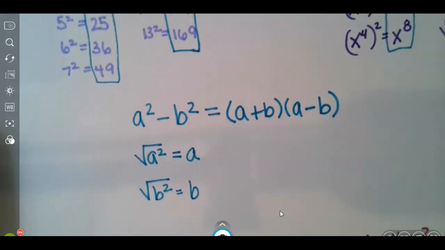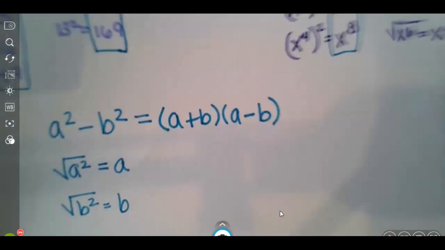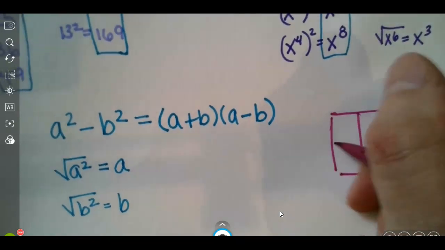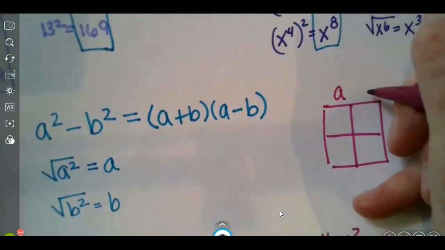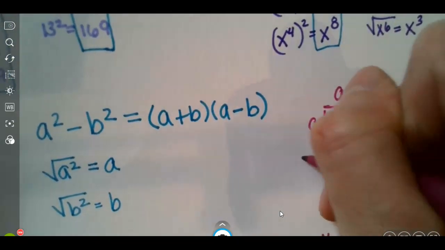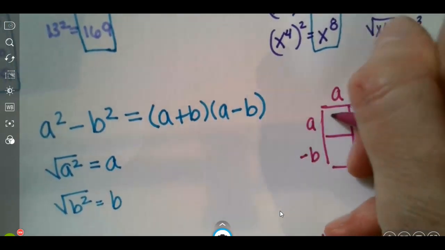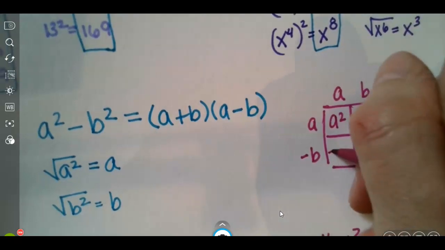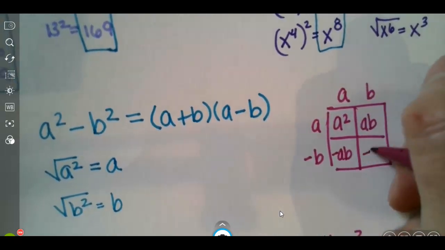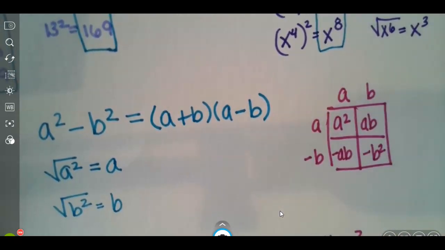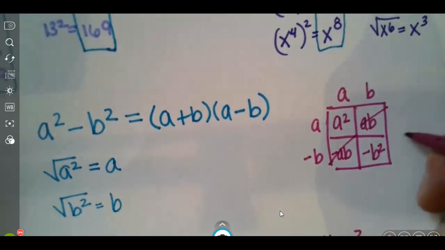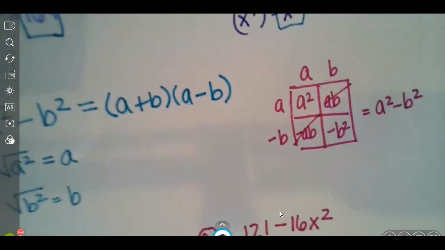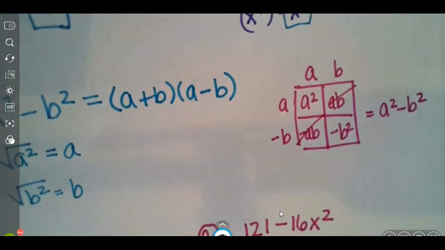Just to verify that, let's use a quick little box method. Does a minus b times a plus b really give us a squared minus b squared? Well, row to column is a squared, that's ab, that's negative ab, that's negative b squared. Those terms cancel out, and lo and behold, you are left with a squared minus b squared.